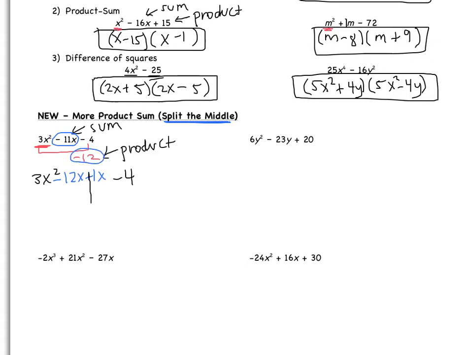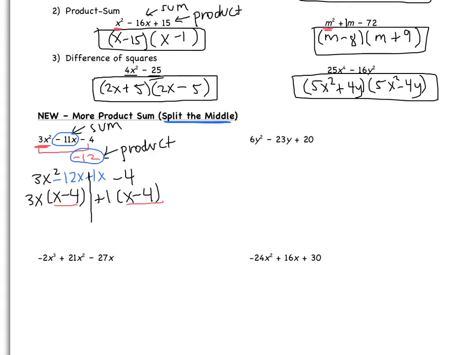Now I'm going to put a line down the middle and factor the left side and factor the right side. I'm going to factor out the GCF. The GCF of 3x squared minus 12x is 3x. I'm left with x subtract 4. On the right side, I'm going to factor out a 1, and I'm left with x minus 4. If I did this correctly, my two sets of parentheses should match. And they do in this case, which means I'm on the right track.